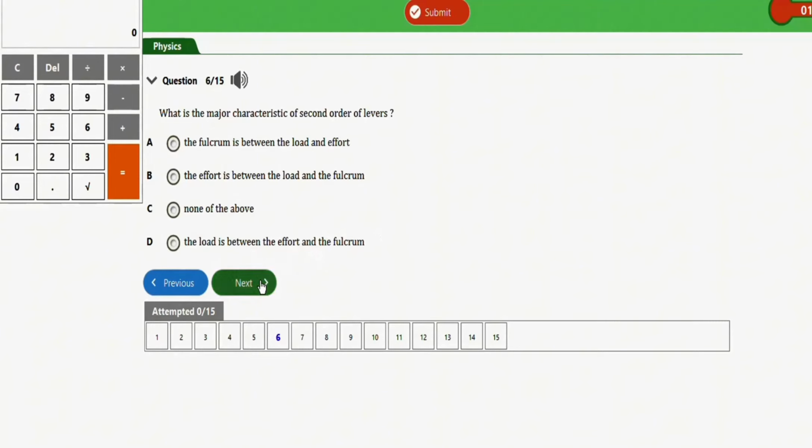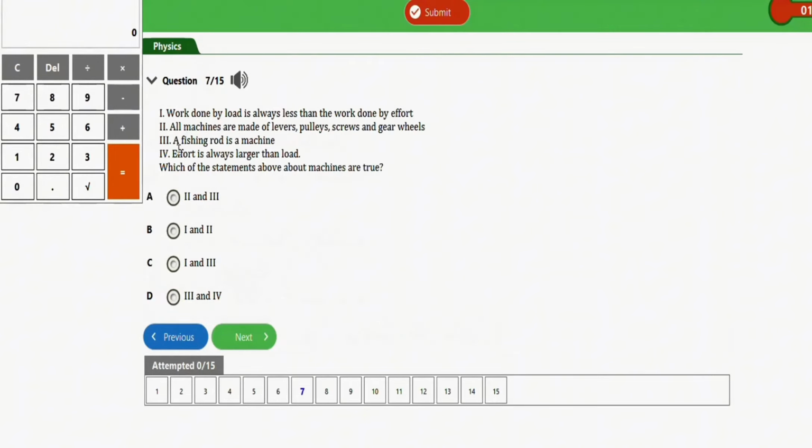The next repeated question says, which of the statements about machines are true? I: Work done by load is always less than the work done by the effort. This is correct. II: All machines are made up of levers, pulleys, screws, and gear wheels. No. III: A fishing rod is a machine. That's correct. IV: Effort is always larger than the load. This is not correct. So the right option is the one with I and III, which is option C. That's it for this question.